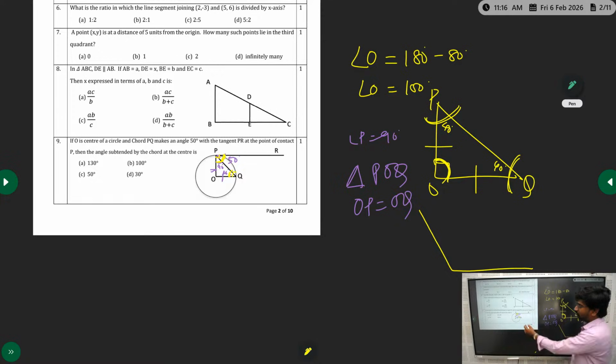To confuse you, they almost draw it like a right angle. Thank God they have not given any option as 90 degrees. Or else you would say, sir, by seeing only, sir. Seeing is not believing. Okay. Next. Will you write this completely?